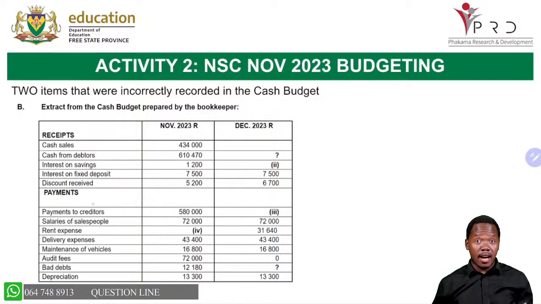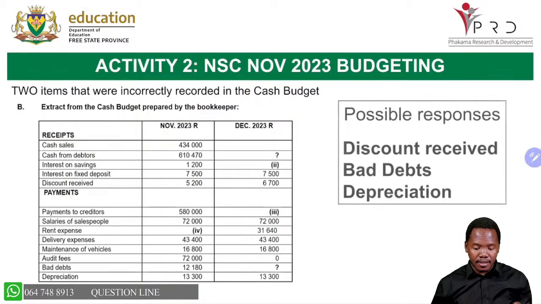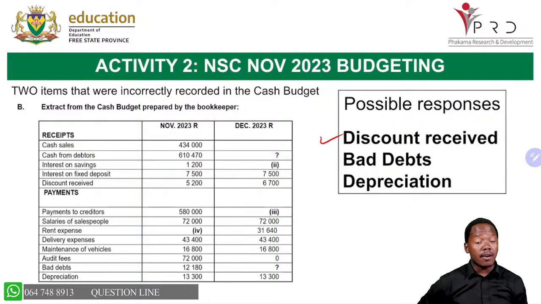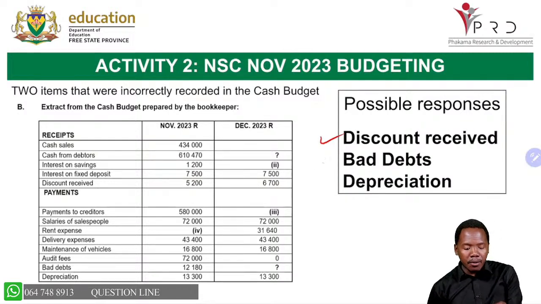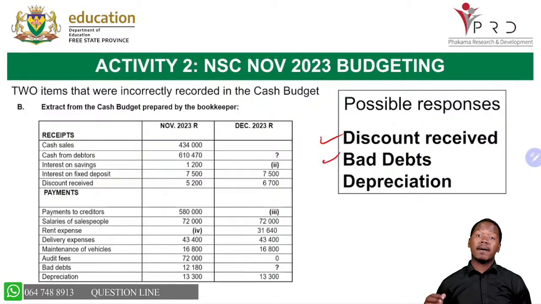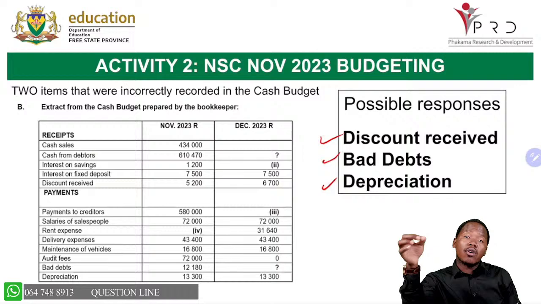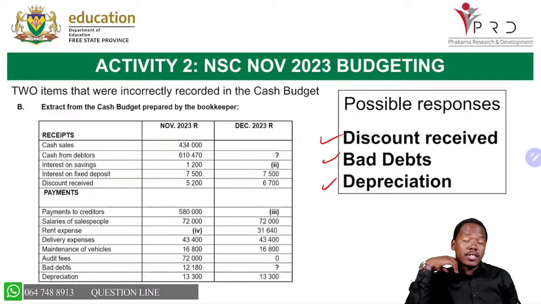Some of you got it right now. Right, let us look at those items. The first one will be the discount received. Remember, discount received is part of the projected income statement, but not part of the cash budget. Second item will be the bad debt. That is part of operating expenses under the projected income statement, not part of the cash budget. Next item will be depreciation, part of operating expenses in your projected income statement or projected statement of comprehensive income, not part of the cash budget.